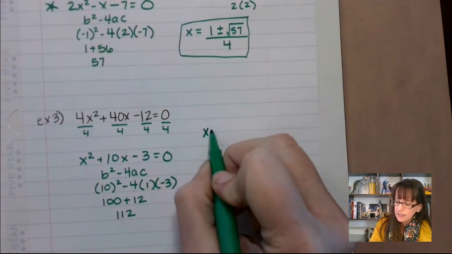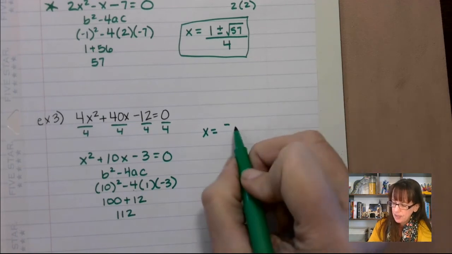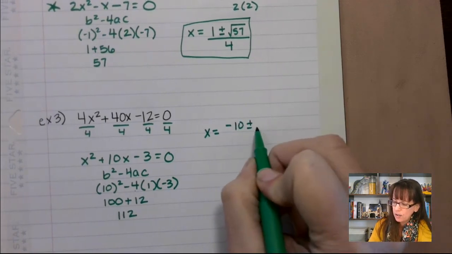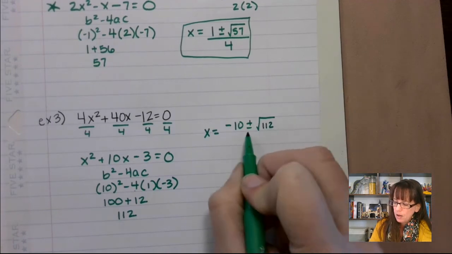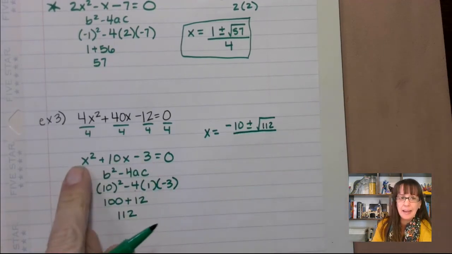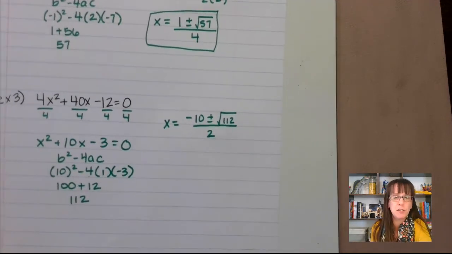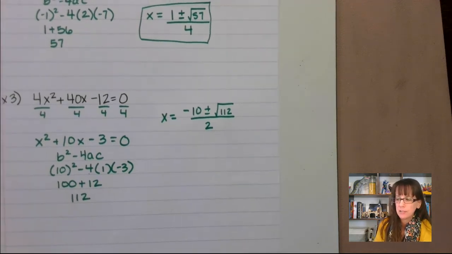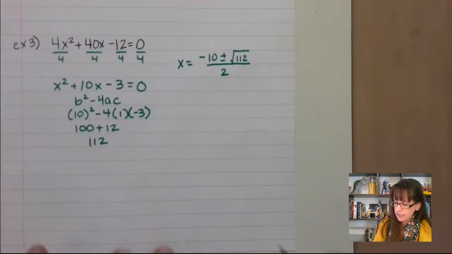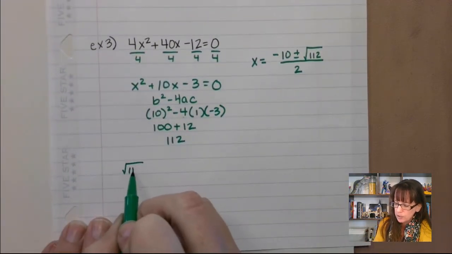So x equals negative b, and our b right here is 10, plus minus the square root of our discriminant, which is 112, all divided by 2 times a, and our a is 1, so it's just going to be a 2. Okay, at this point we need to ask ourselves, is there a perfect square hidden in 112? And what I mean by that, so let's do a little bit of side work. I'm going to move that down here so you can see. So the square root of 112.